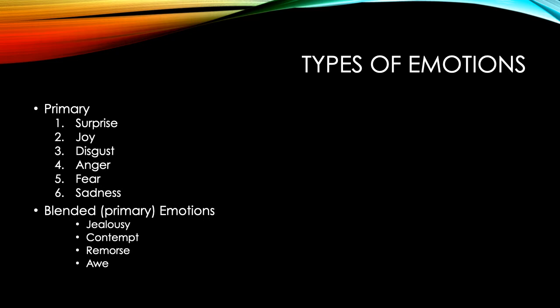Take a moment to look at the 6 primary emotions. We often think of emotions as having hundreds and thousands of different types because our language is filled with words of intensity. But the 6 primary emotions for human beings are surprise, joy, disgust, anger, fear, and sadness. Then we can also experience blended emotions. We take the 6 primary emotions that we just mentioned, and you start to see things combined. Examples of blended emotions include jealousy, contempt, remorse, and awe.